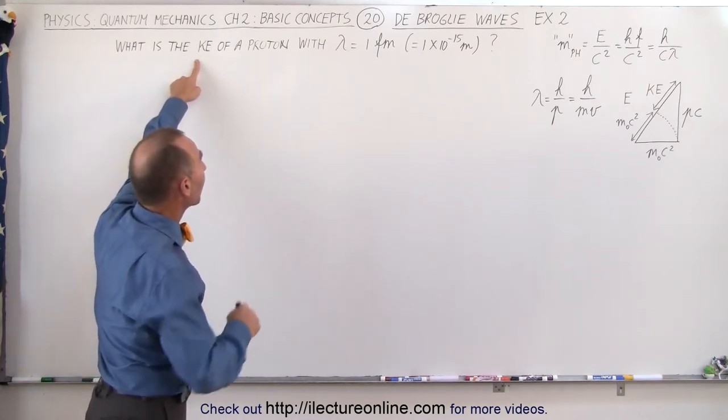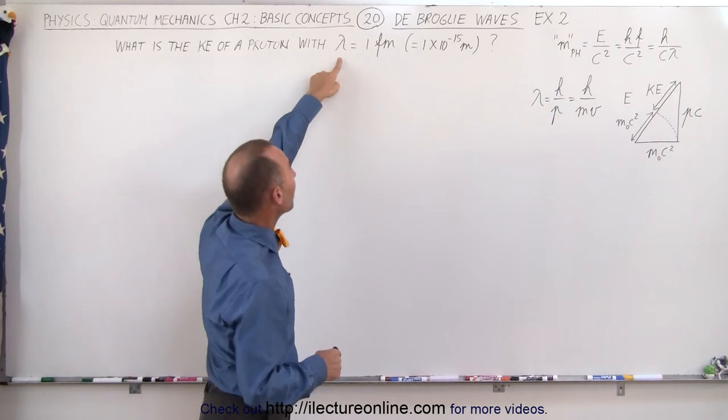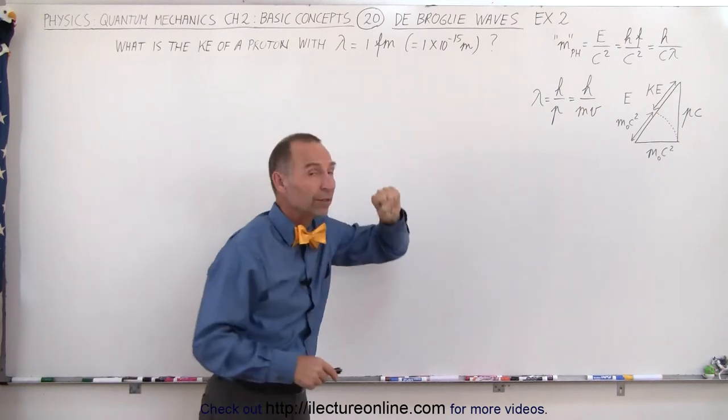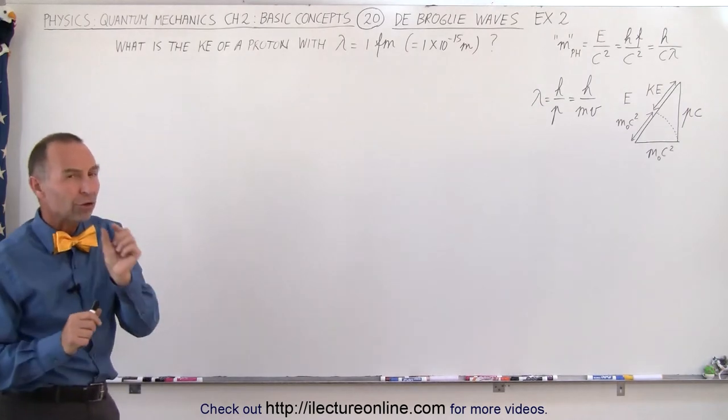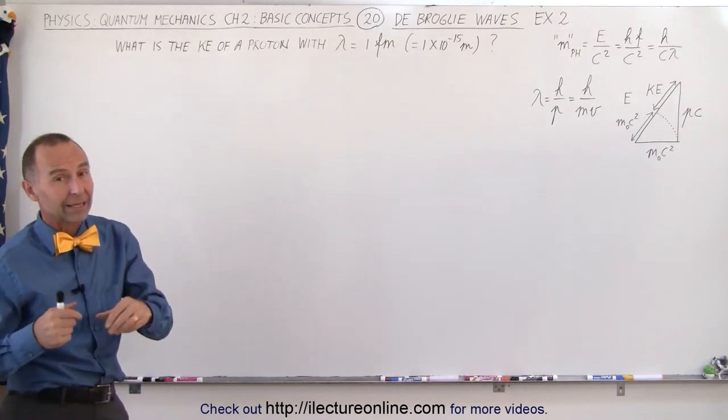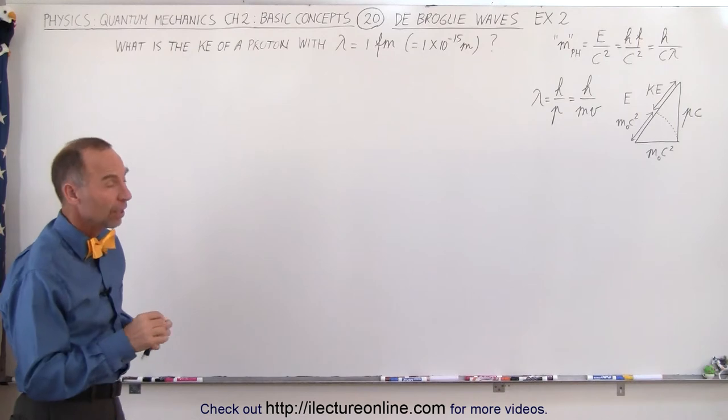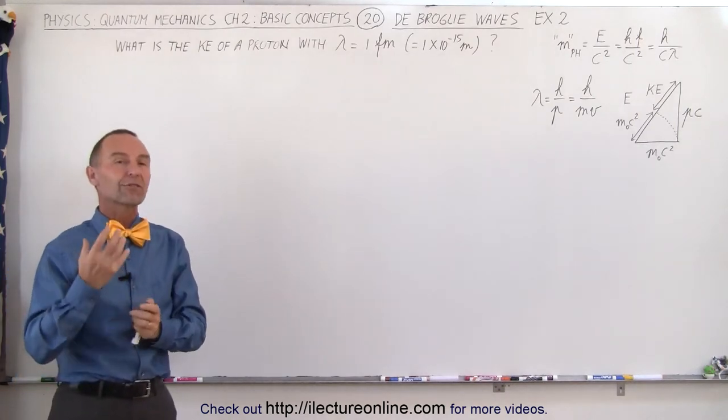Our second example involves a proton, and we're trying to find the kinetic energy of the proton when we realize that it's moving in such a way that the wavelength of the proton is 1 femtometer, which means 1 × 10⁻¹⁵ meters. That's a very small wavelength, and we suspect that it's moving at a very high velocity. It may be relativistic, so let's find out.